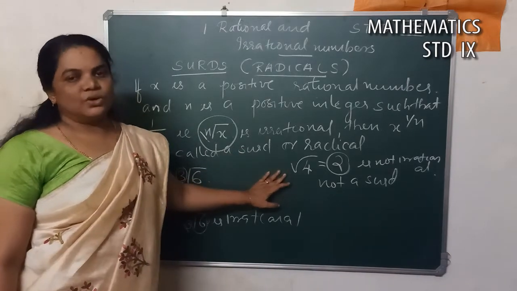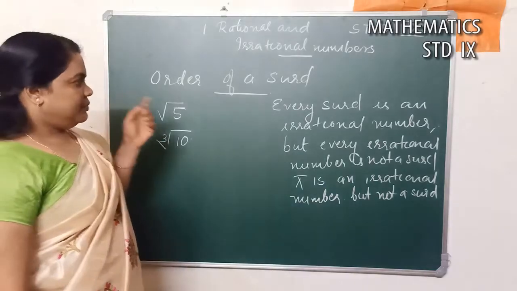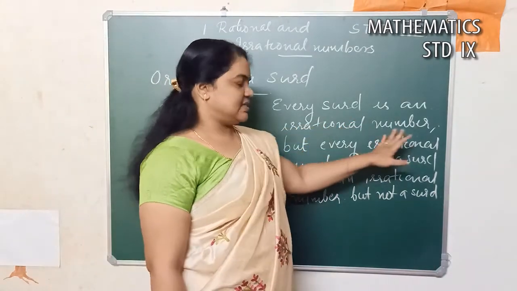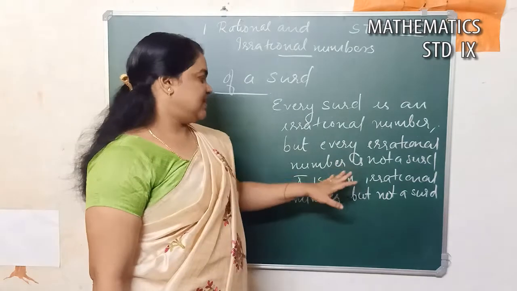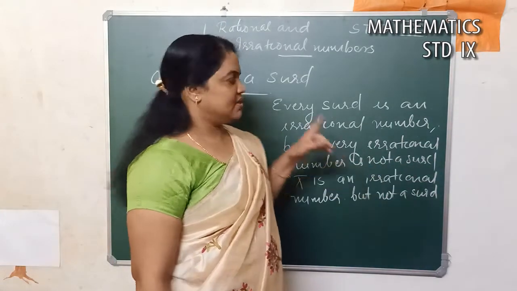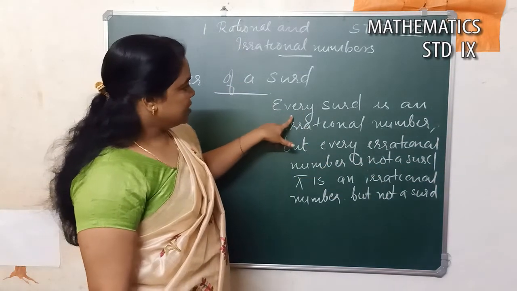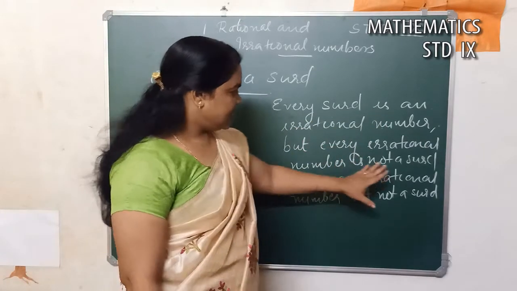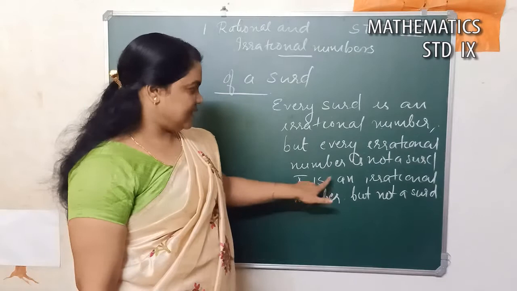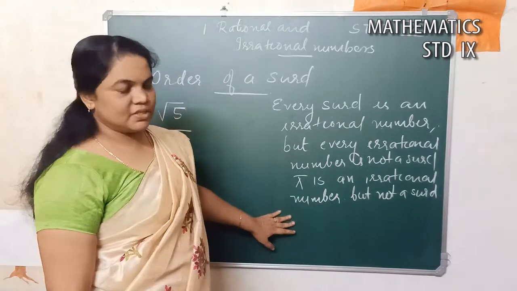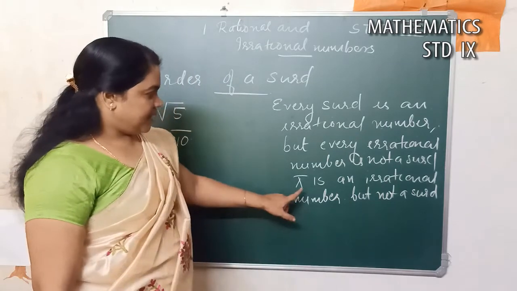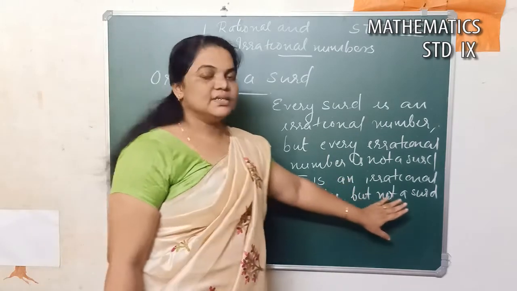Next is the order of a surd. From the previous statements, we know that every surd is an irrational number, but every irrational number is not a surd. For example, pi is an irrational number. The value of pi is 3.1415, etc. But pi is an irrational number, not a surd.